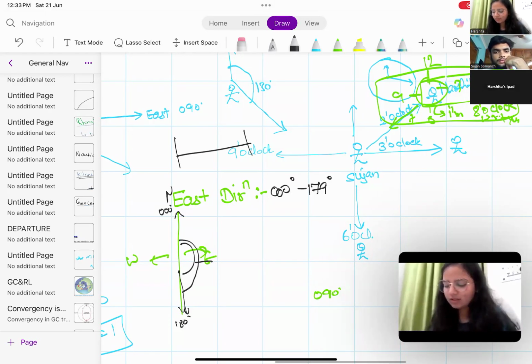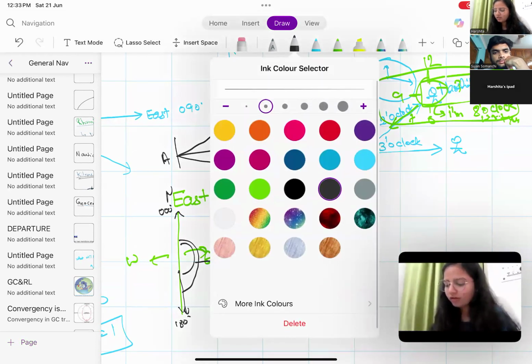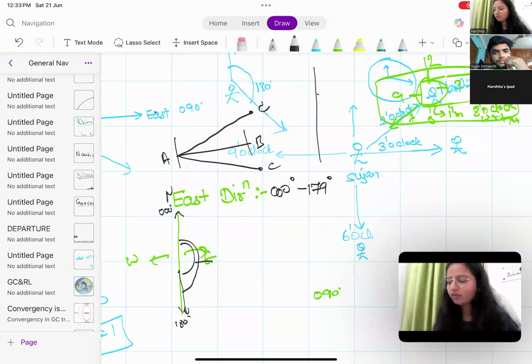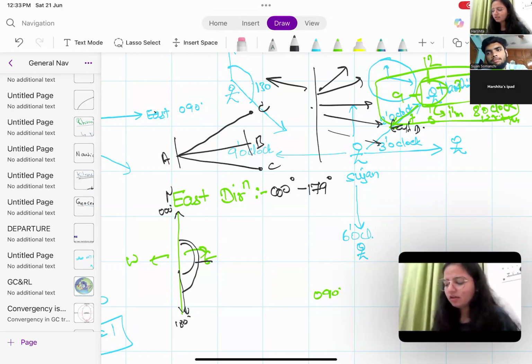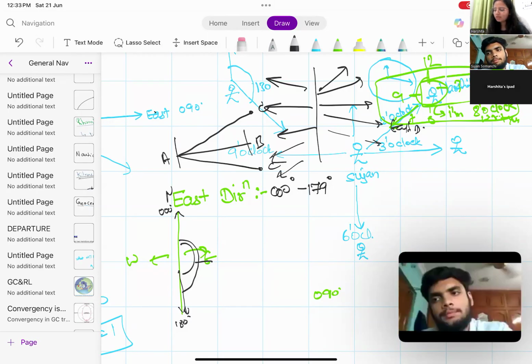This is place A, this is place B. I'm asking you to go to place C towards the east. This will also be considered as the east direction, because if a line is drawn and you are going to this side of the line, then you are going towards the east direction. If you're going towards this side, you're going towards the west direction.